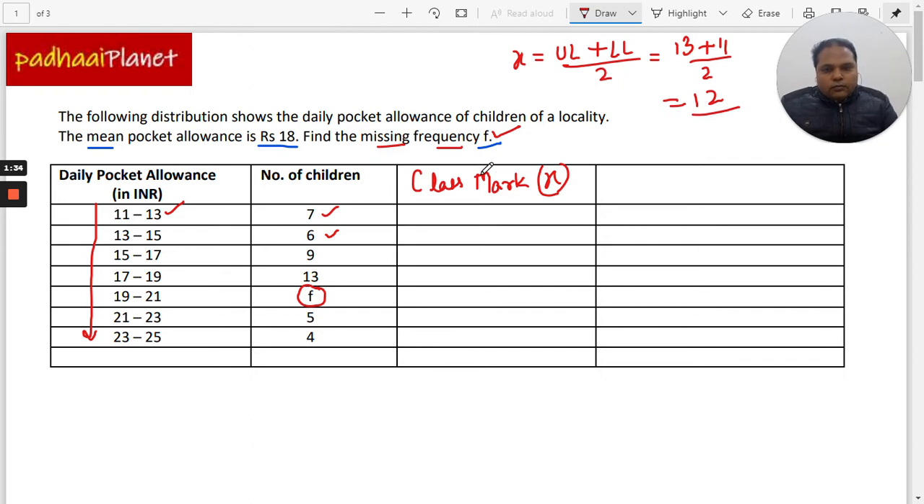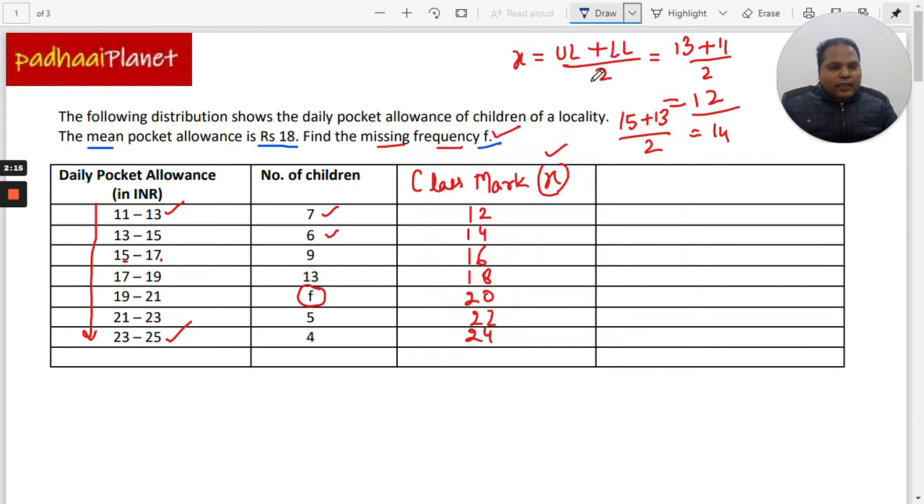Similarly we can write 12 here, and if we check it out for 13 and 15, it will be 15 plus 13 divided by 2, and that will be 14. So we'll write 14 here. Similarly for 15 and 17 it will be 16, and similarly 18, then 20 and 22, and finally we have 24 for this class interval. Now this is how we have got the x.